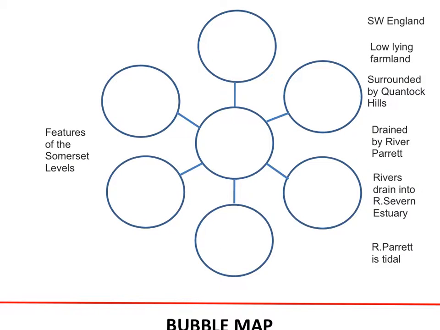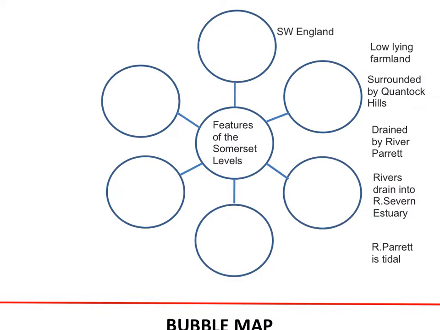So having read the text and summarised the key factors, which is the first part of revision, we can then simply start to put our main points into our bubble map. Into the centre here I'm going to place the main point, which is the features of the Somerset Levels, and around the edge I can simply start to put in some of the features of the area.